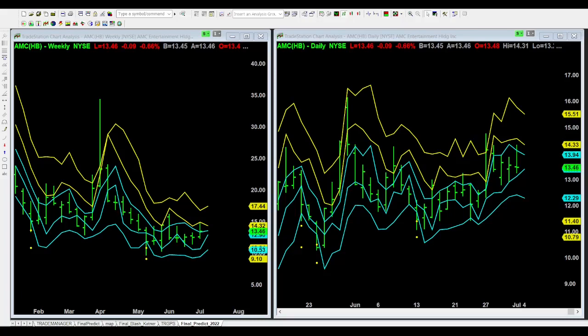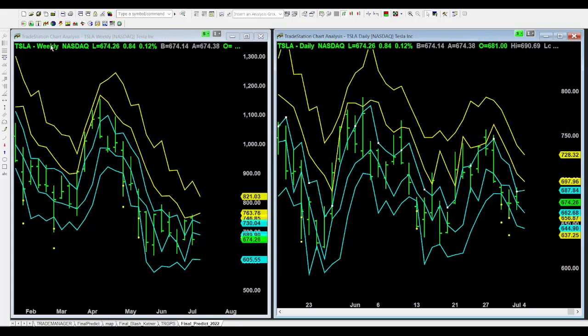I'll show some real-time data with the trend lines in this video. So this is a Tesla weekly chart, and this is a Tesla daily chart, and today is July 1st. Right now is 2:58. This is the first day of July.